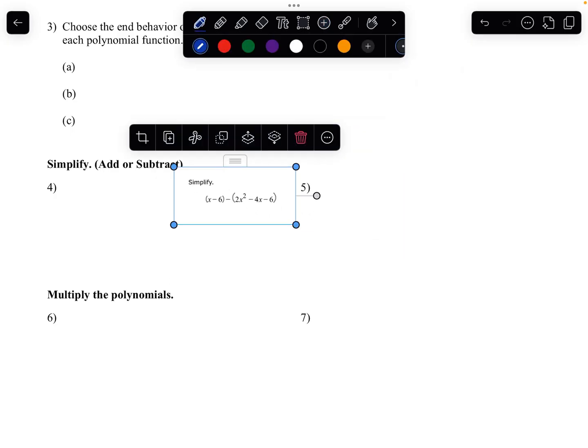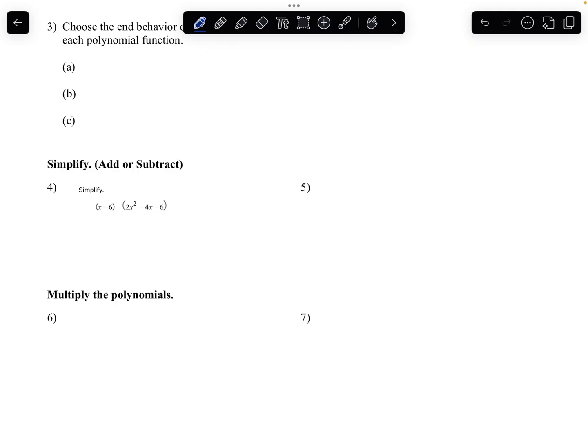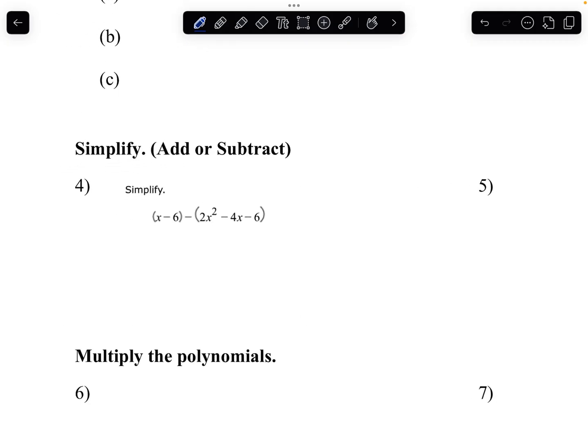Okay, so this is for 4. We're going to simplify. So basically, we're just going to add and subtract. So we have x minus 6. We are subtracting, so that's going to distribute in. So it's going to be minus 2x squared plus 4x and then plus 6.